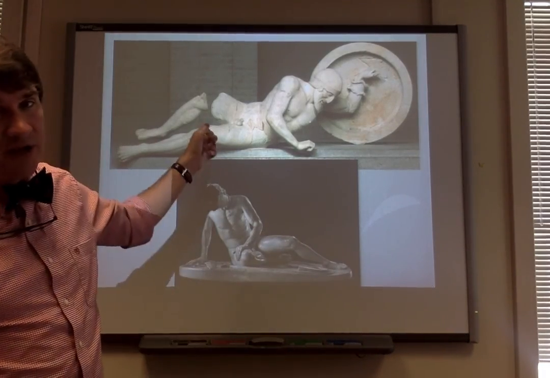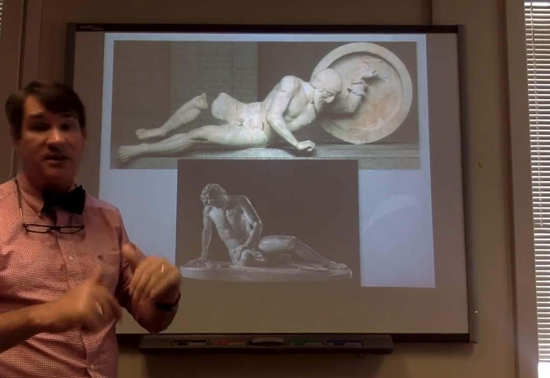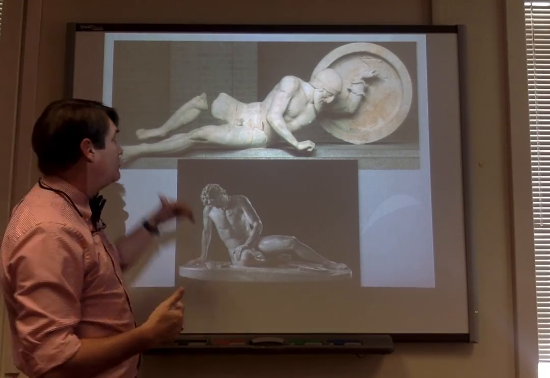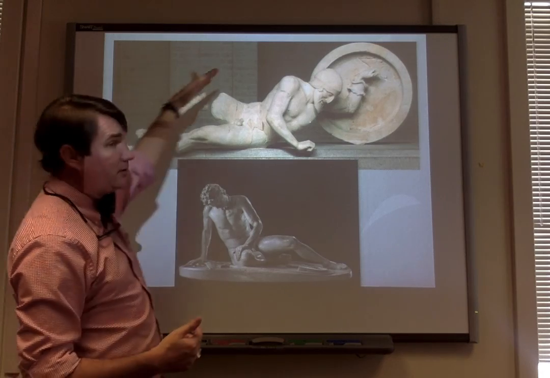All right, so let's do a comparison here. We have a statue on the top called the Dying Greek. And this was located in a temple. That'll be another one of the lectures, right? Temples. It was located at the top of a temple in the triangular part known as the pediment.